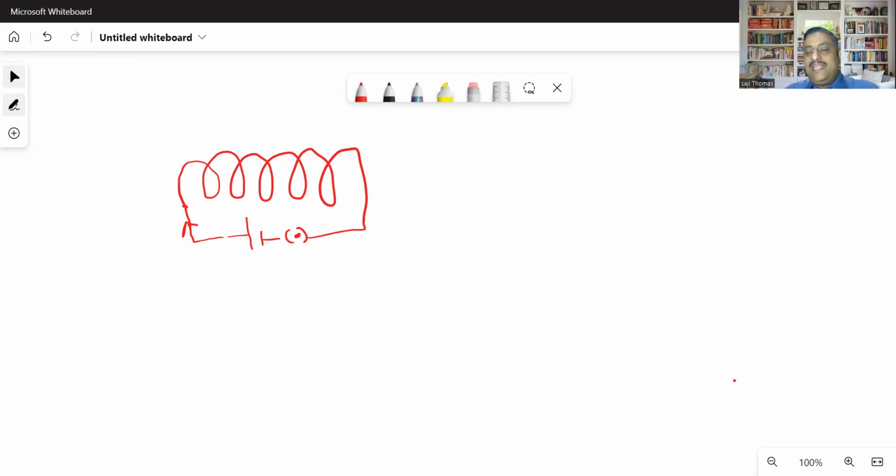Similarly, if we open the circuit, current takes a very small time to decrease from maximum to zero. That time, magnetic flux through the coil is decreasing. At that time, due to the change of flux, induced EMF is developed in this coil. That induced EMF opposes the decrease of current. This phenomenon is known as self-induction.